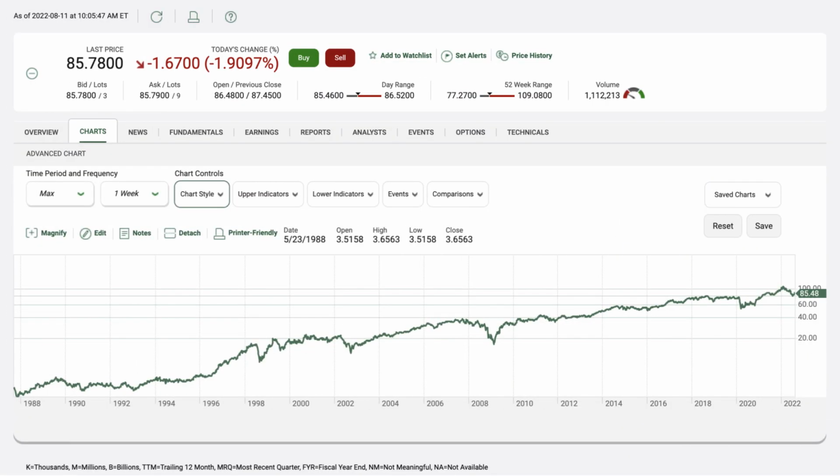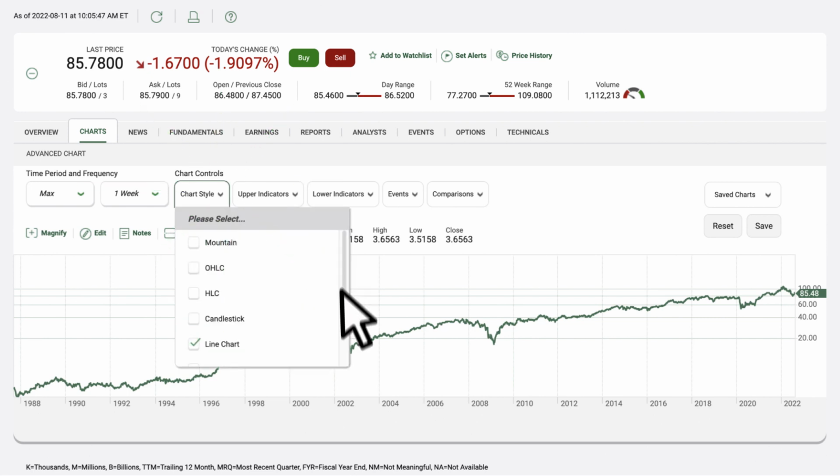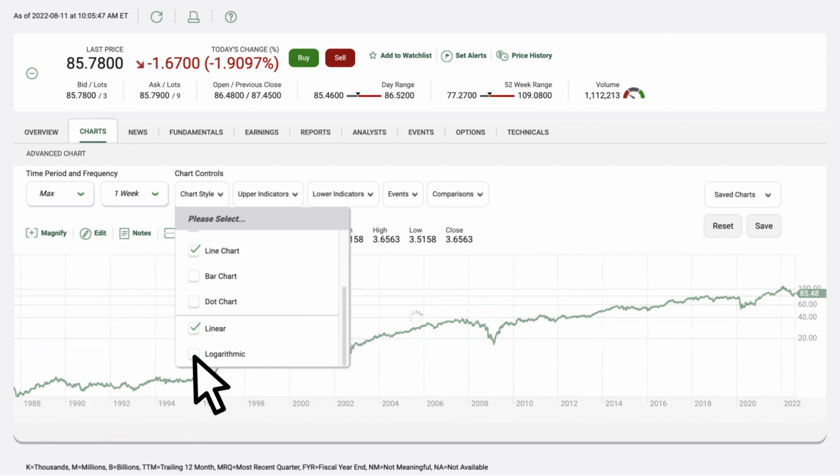Investors prefer different chart styles depending on their strategy and experience. You can choose the one that works best for you, again under the Chart Style drop-down menu. To help you decide, we'll give you a quick overview of 4 common chart styles and explain why one of them tends to be more commonly used. Without further ado, here's the scoop on line, mountain, OHLC, and candlestick charts.